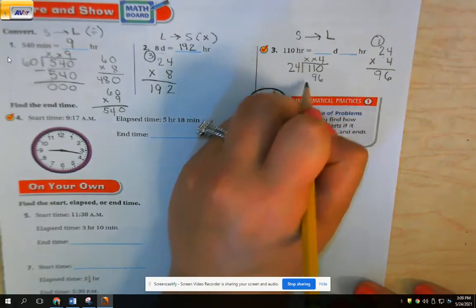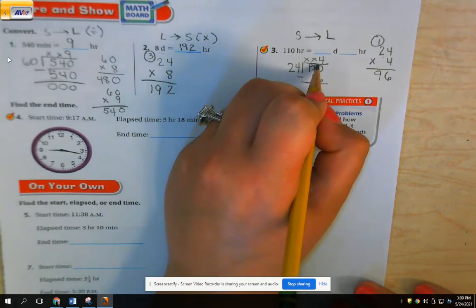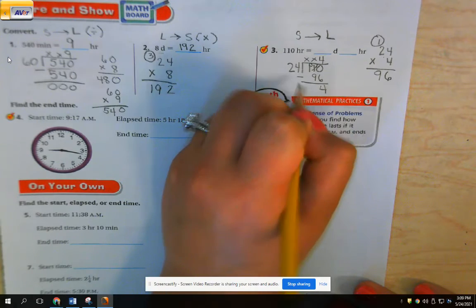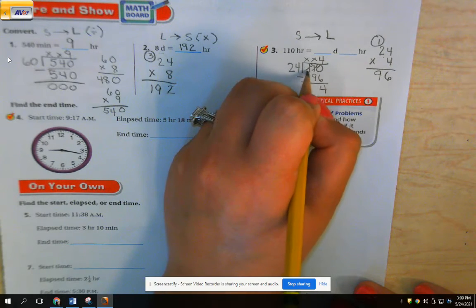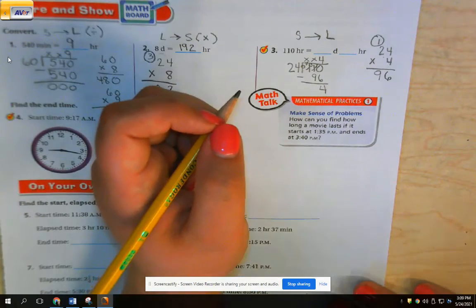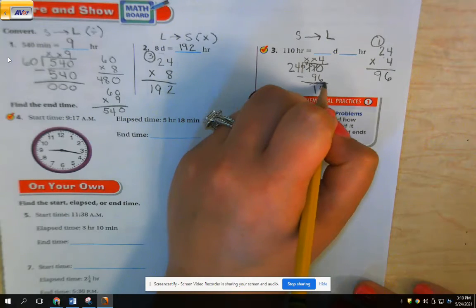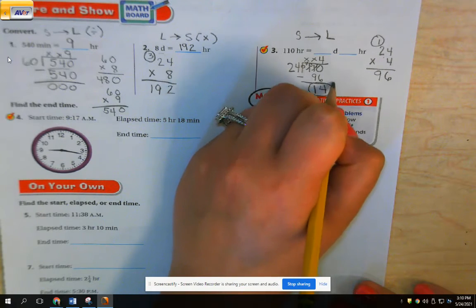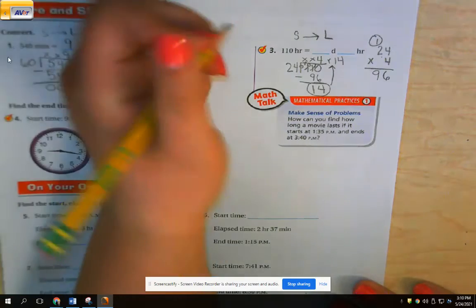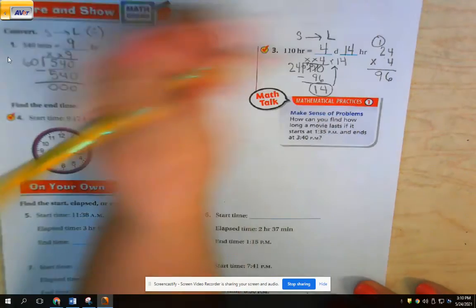Then we set up our subtraction. 0 minus 6 you can't do. Go next door, borrow 10 more. 10 minus 6 is 4. Can't do 0 minus 9. Go next door, borrow 10 more. But we can do 10 minus 9, which is 1. So we have a remainder of 14. So 110 hours is equal to 4 full days with 14 hours left over.